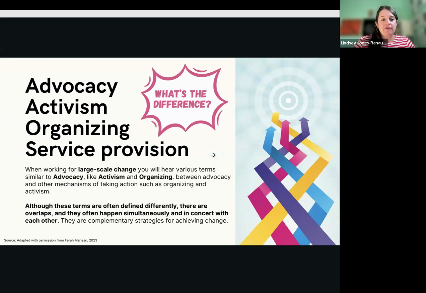So when we're looking for large scale change, you will hear these various terms similar to advocacy, like activism and organizing. And although these terms are often defined differently, there are overlaps, and they often happen simultaneously and in concert with each other. They can be complementary strategies for change. So, as part of this effort of thinking through what is advocacy, I also want to talk about these other categories that have similarities and overlaps.